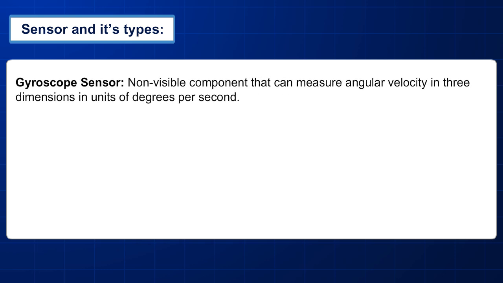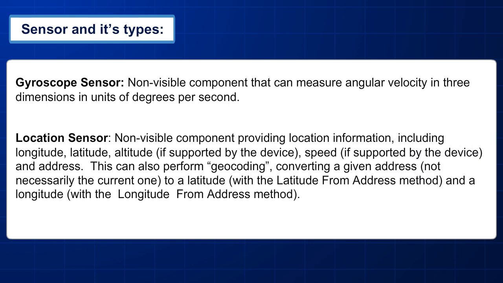Gyroscope sensor: a non-visible component that can measure angular velocity in 3 dimensions in units of degrees per second. Location sensor: a non-visible component providing location information including longitude, latitude, altitude (if supported by the device), speed (if supported by the device), and address. This can also perform geocoding, converting a given address, not necessarily the current one, to a latitude, with the LatitudeFromAddress method, and a longitude, with the LongitudeFromAddress method.